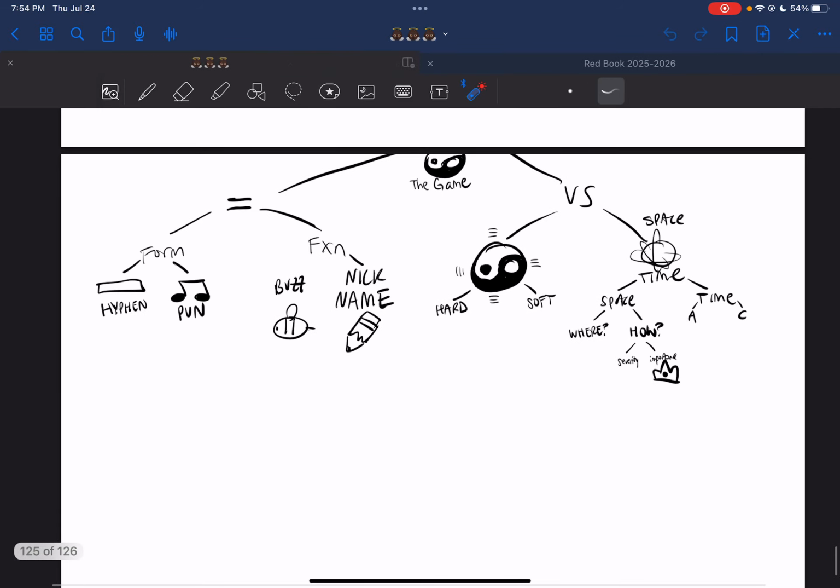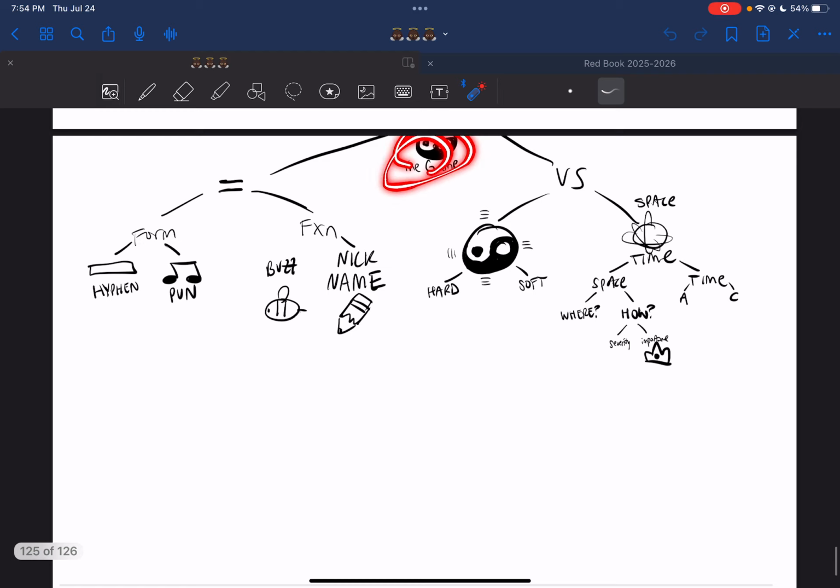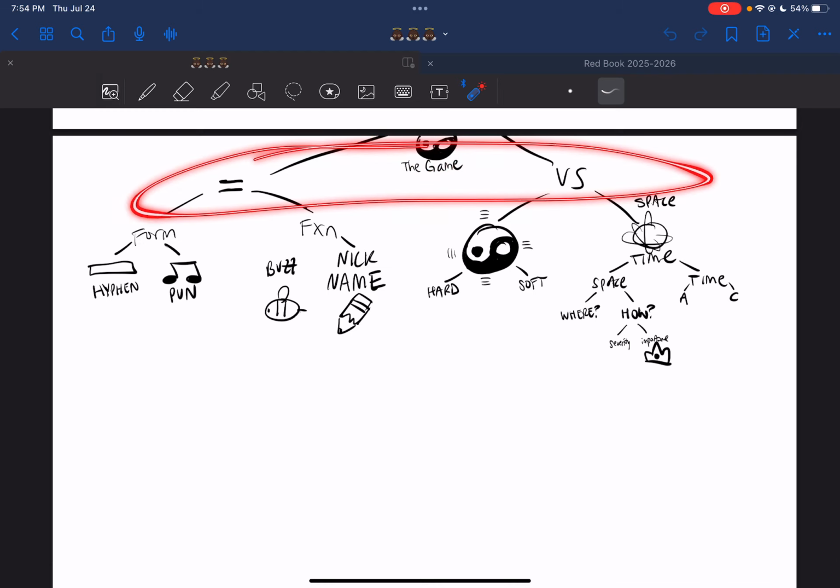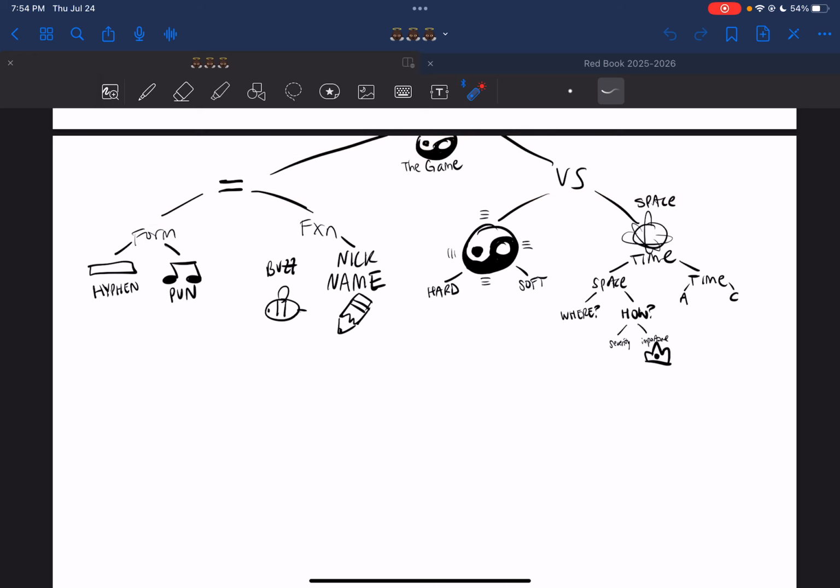So I'm just going to talk through basically my overall learning strategy and learning techniques that I use currently as an M3. I call it the game, which is basically a yin and yang, where my whole learning style breaks down into two techniques, equals and versus. These two techniques are opposite because equals is all about one thing and versus is all about two things.